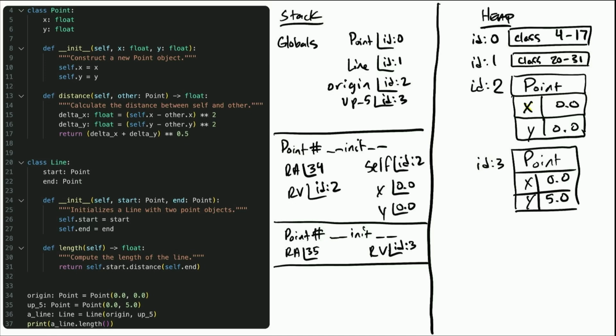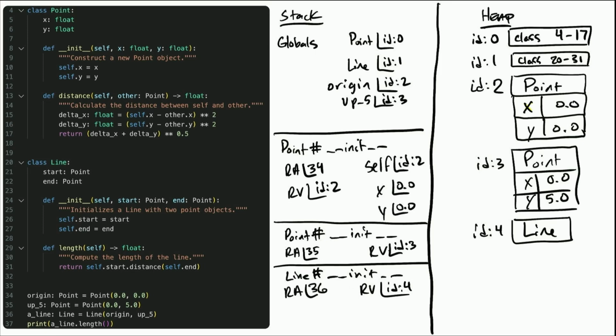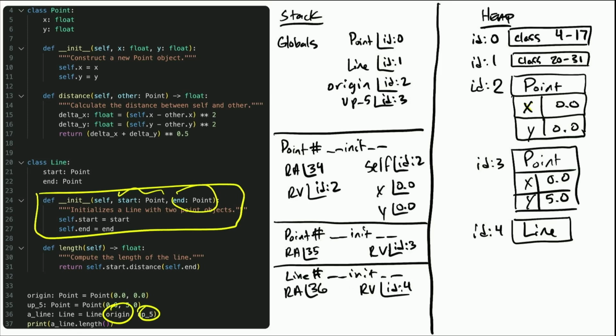All right, so we are on line number 36 and we reach a call to the line constructor. So line hashtag init, and our return address is line 36, and our return value is going to be this object that we're setting up, object 4. ID4 is a line. And if we just look at that constructor, I'm going to highlight it here. Here's the constructor in question. And we know that start is getting the first argument, and end is getting the second argument.